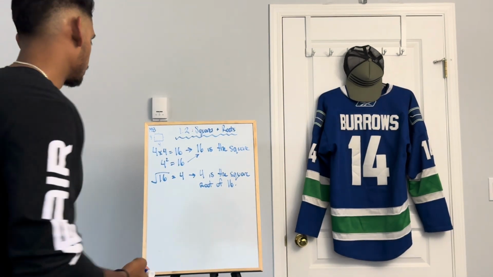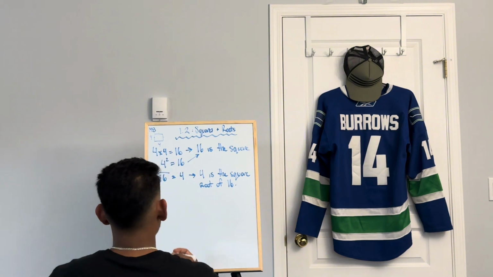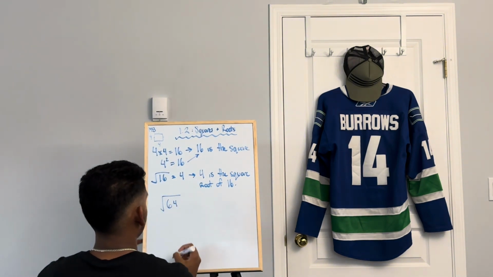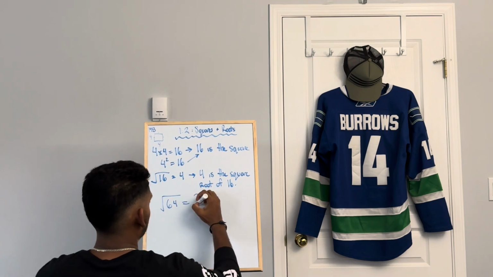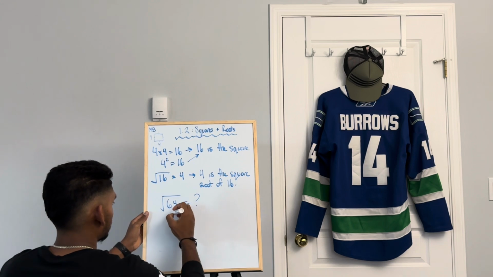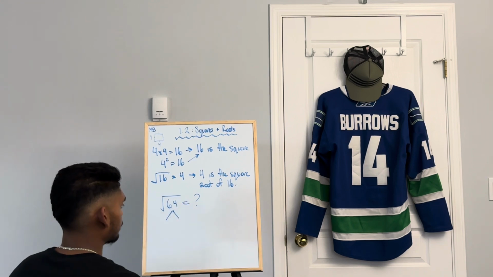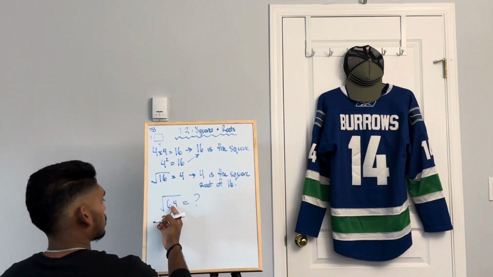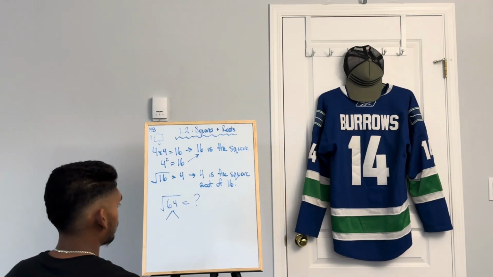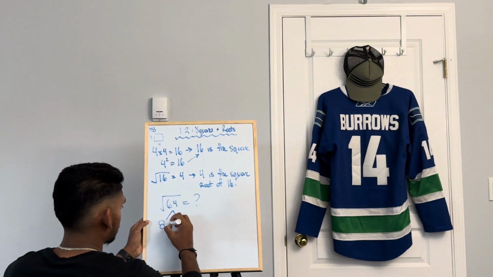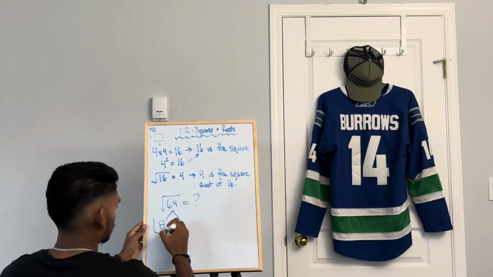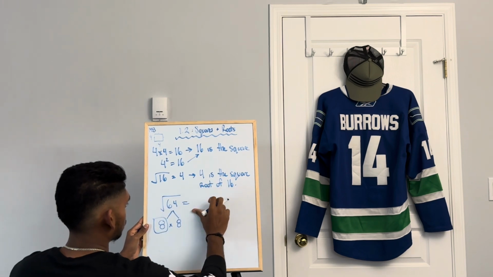Let's do another example. Say we're trying to find the square root of 64, okay? What does that equal? Now, a couple ways you can do this. Number 1 is you create a factor tree. Something times something times itself equals 64. Well, off the top of my head, I know 8 times 8 is 64. So our square root would be 8.